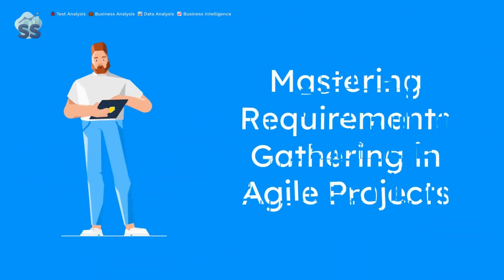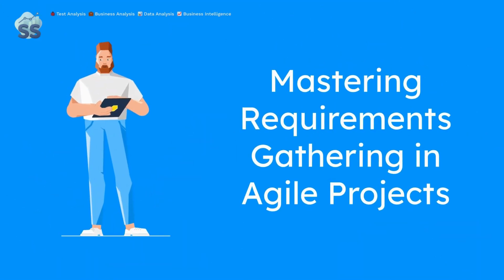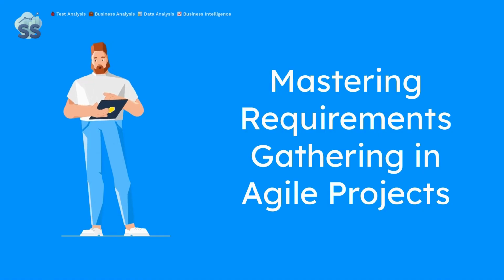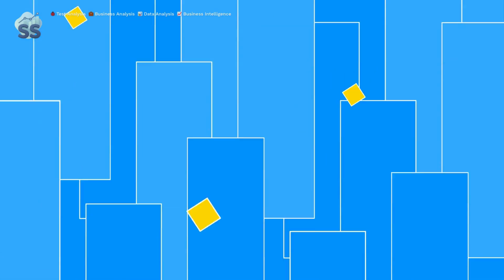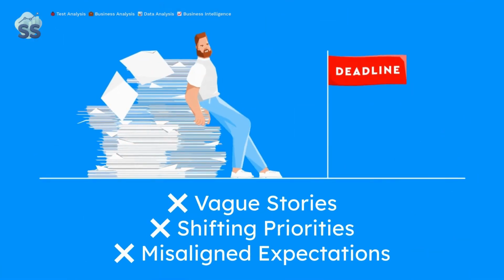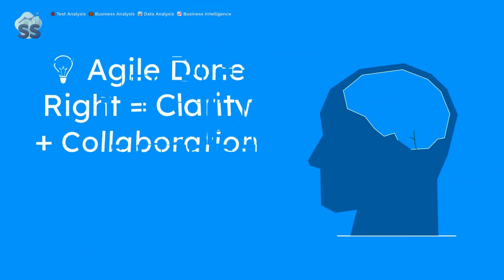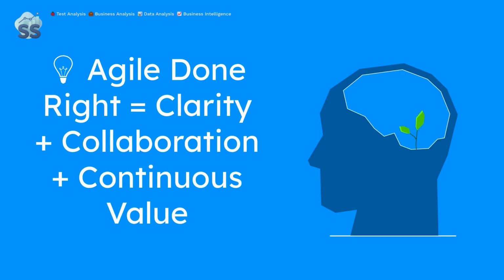In today's bite-sized micro course, we're diving into a skill every Agile project absolutely depends on: requirements gathering. If you've ever struggled with shifting priorities, vague user stories, or misaligned expectations, you're not alone. Agile can feel like a moving target, especially when it comes to capturing what the business really needs. But here's the good news. With the right mindset, methods, and tools, you can turn that chaos into clarity.